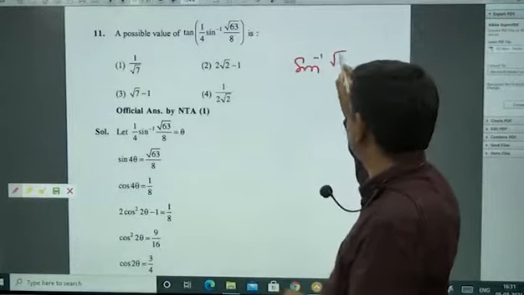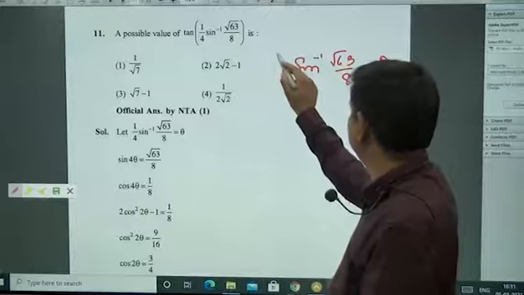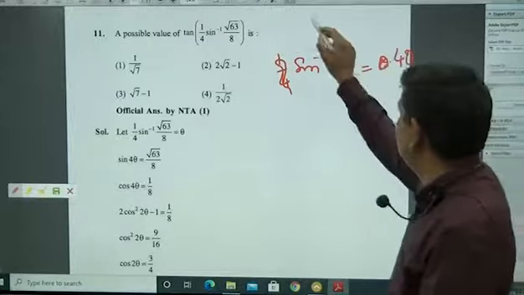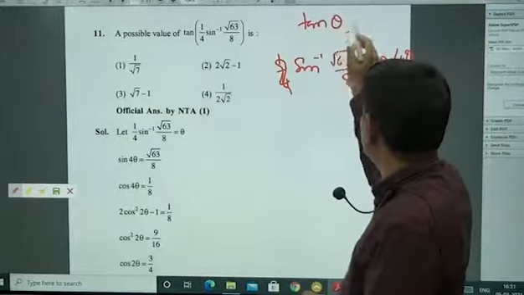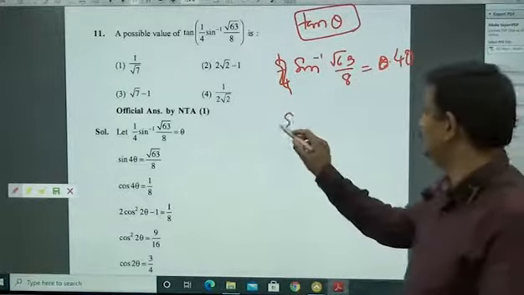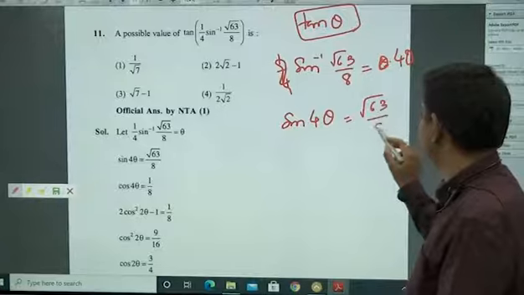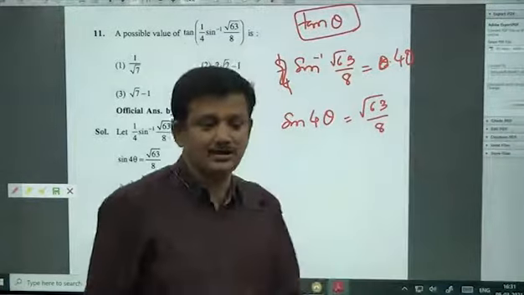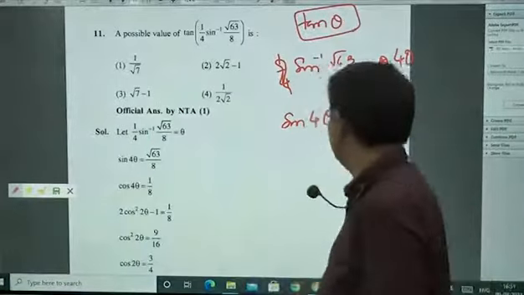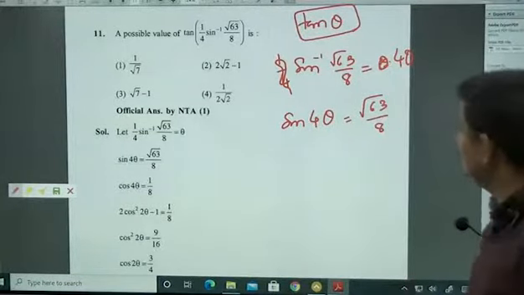Let sin inverse root 63 by 8 be theta. So this quantity will be 4 theta. What I want is tan theta. What I know is sin 4 theta. Achha, that is the reason he is asking possible values. Multiple values may be there, but actually there will be only one value.